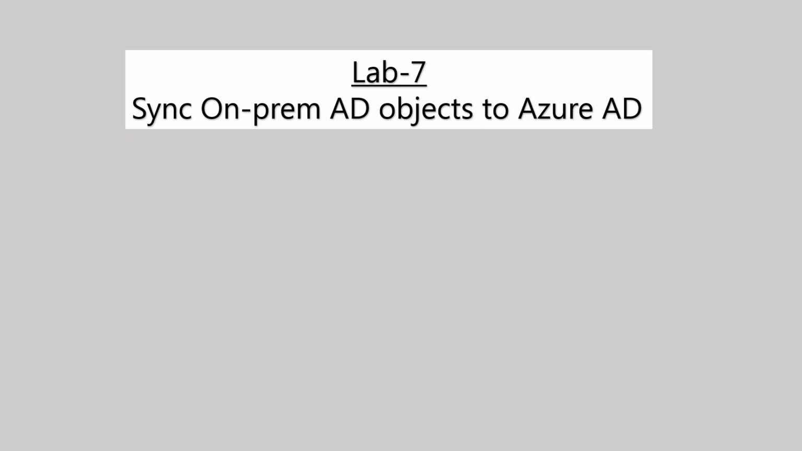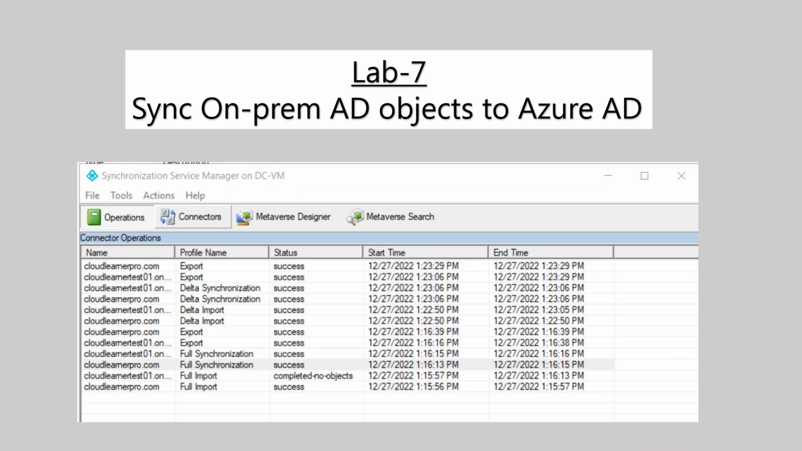We are jumping on to lab number 7 now. Lab number 7 is about how the objects from on-premise will be synced to Azure AD when we install the Azure AD Connect tool. There will be a sync called full synchronization, using which all the on-prem objects will be synced to Azure AD. So let's understand in detail about full synchronization in the labs.